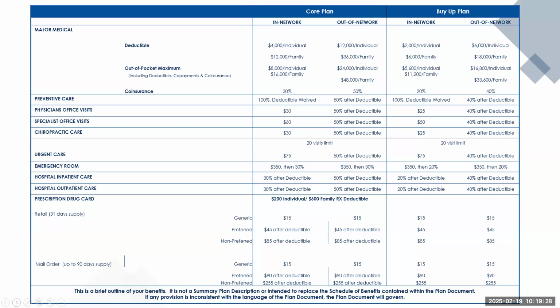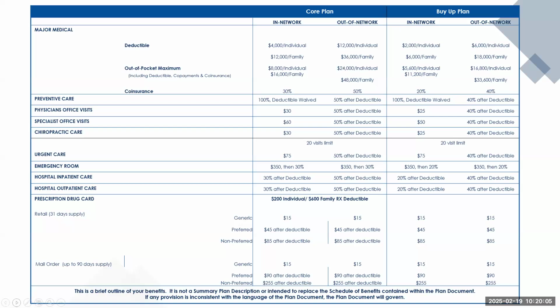Preventative care is 100%. Your physician office visits are $25 copay. Specialist office visit is $50 copay. Chiropractic, $25 copay. Deductible does not need to be met first. And again, the 20 visit limit per year. Urgent care is the same as the core plan at $75. Emergency room benefit is the same, $350, and then 20% versus the 30%. And then again, hospital inpatient is 20% after that deductible. Hospital outpatient care, 20% after deductible.